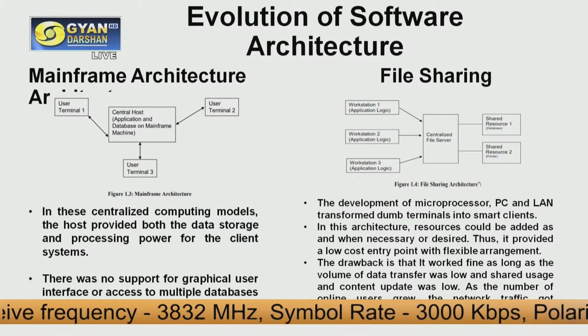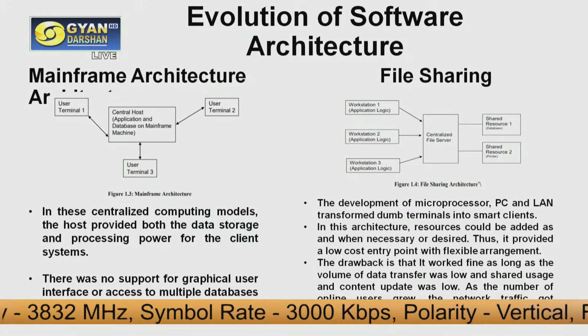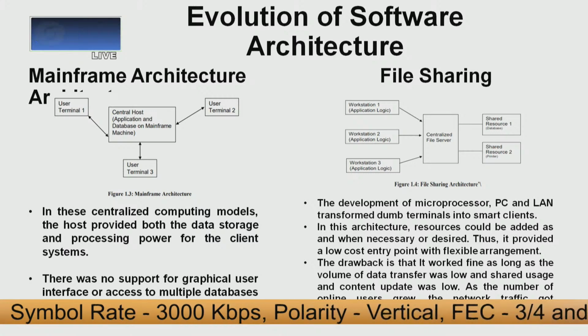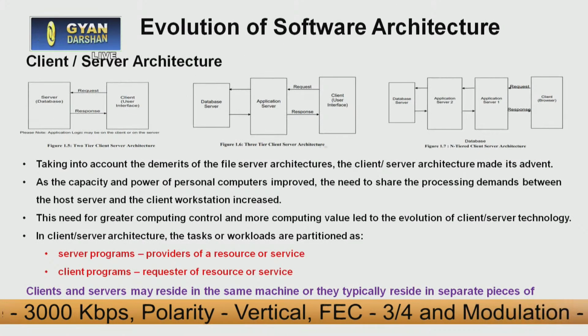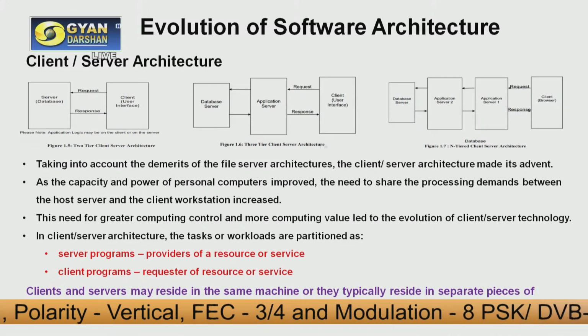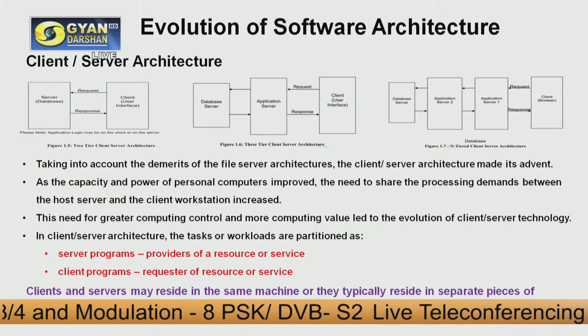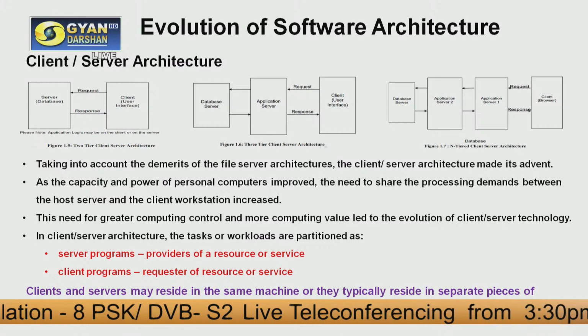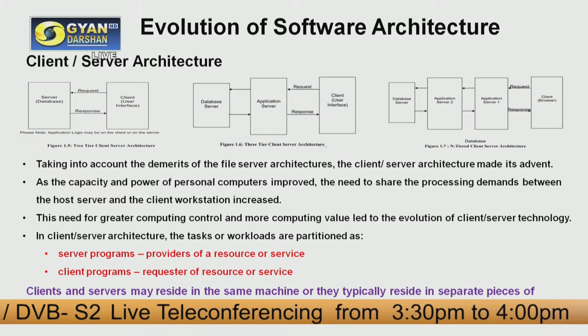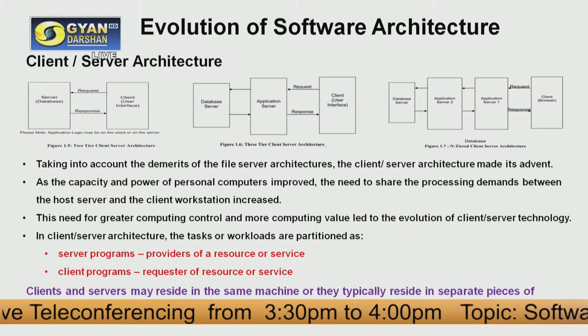Because of this drawback, it was proposed that we need to improvise the architecture, and a new architecture was proposed, and that architecture was the client server based architecture. And the client server based architecture has different tiers. We have 2-tier client server architecture, 3-tier client server architecture, and n-tier client server architecture.